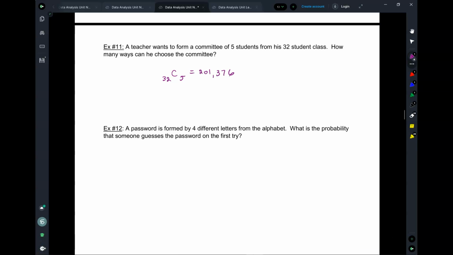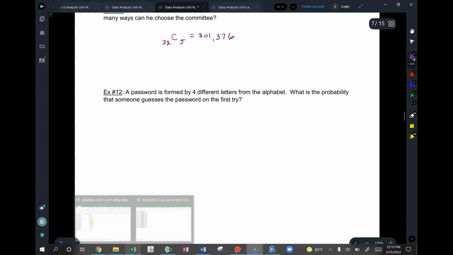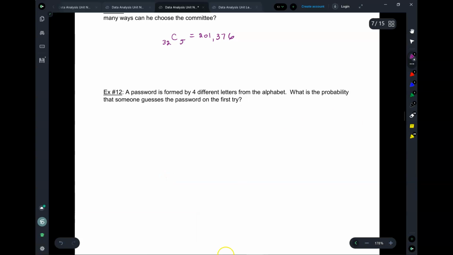So that one, okay, so a password, back to the passwords. 4 different letters from the alphabet. What is the probability that someone guesses the password on the first try? Okay. Is this a permutation or a combination? Permutation. Why? The order matters.